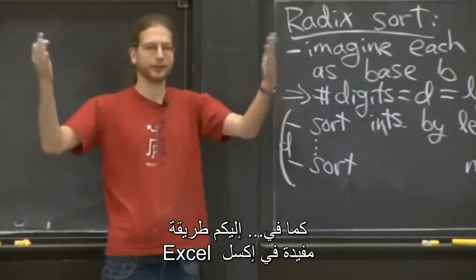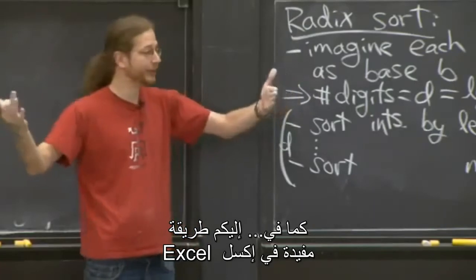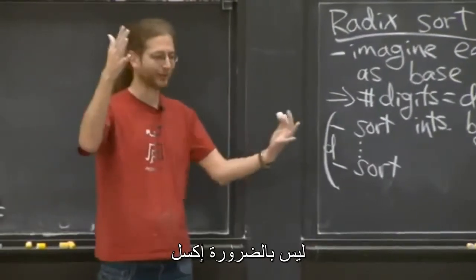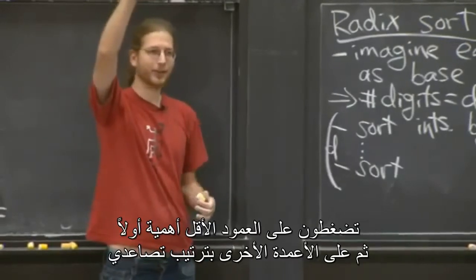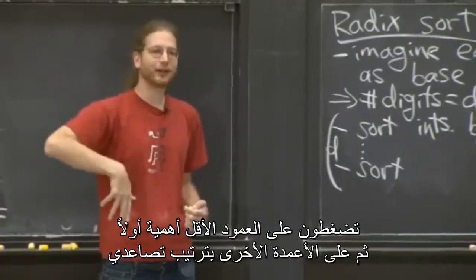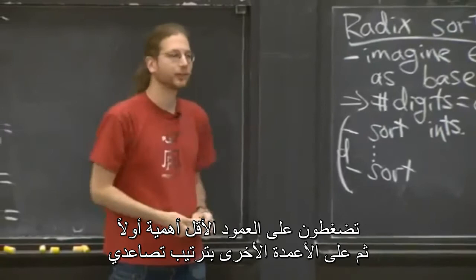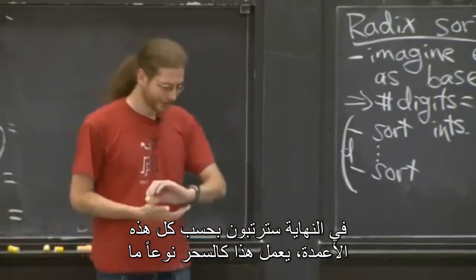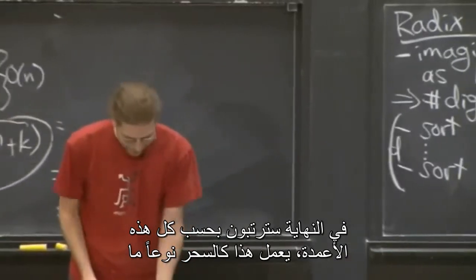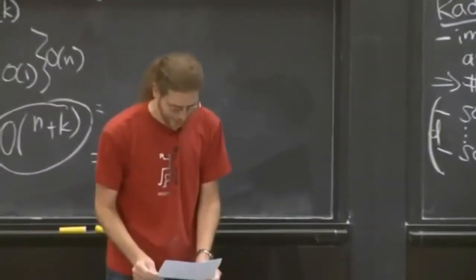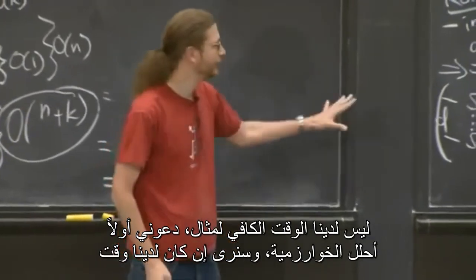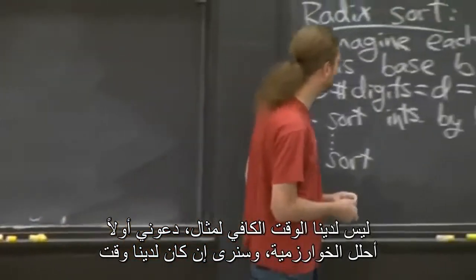This is a useful technique in Excel. If you want to sort by several columns, or in your favorite spreadsheet, it doesn't have to be Excel, sorry, you click on the least significant column first, and then click on all the other columns in increasing order. You will sort by all of them, it turns out. It's kind of magical that this works. I don't have a ton of time for an example. Let me first analyze the algorithm. We'll see if we have time for an example.